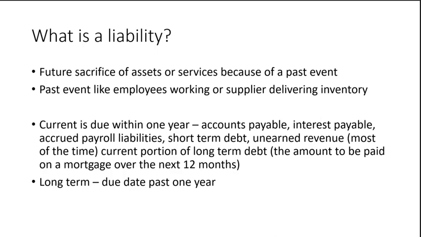So if the employees are working and we owe them money, or a supplier has delivered inventory. Another example: if I agree with a supplier that they're going to bring us inventory, that's not a liability. If they deliver it and now their agreement is that I have to pay them, that's a liability. So it's not until they actually deliver it. So a current liability is due within 1 year.